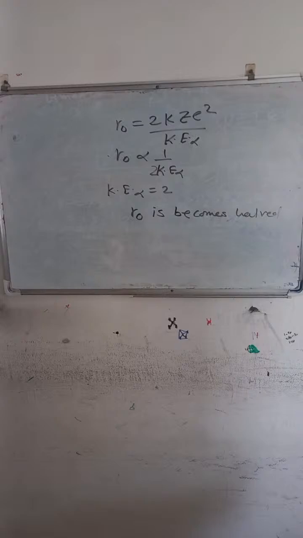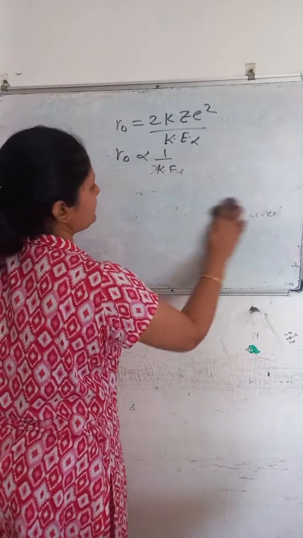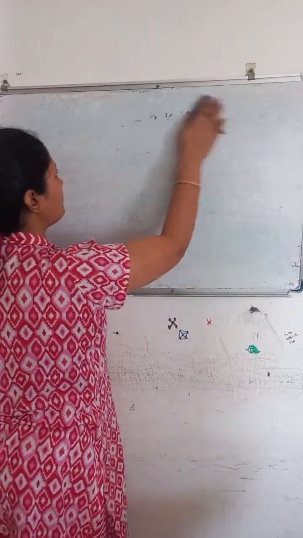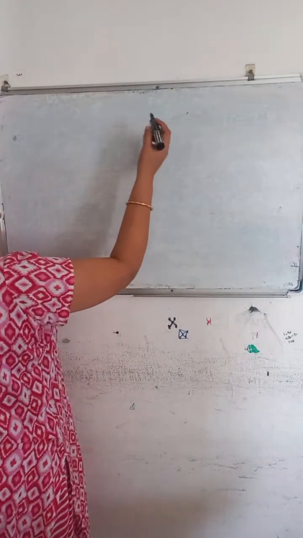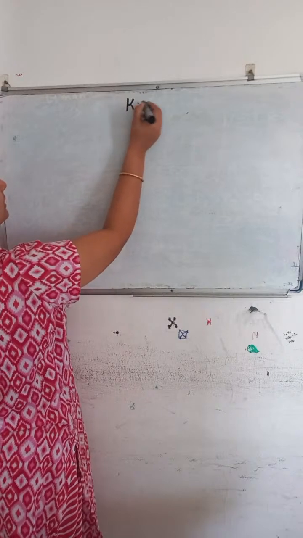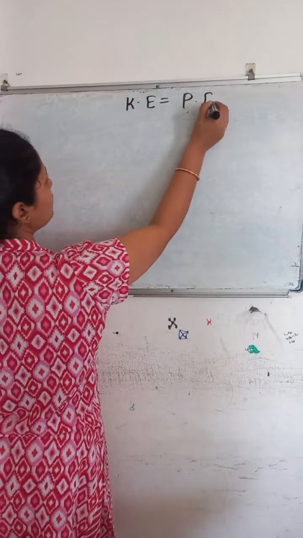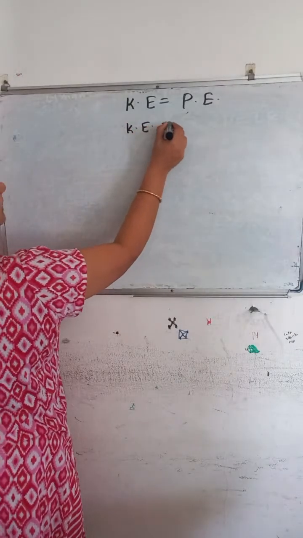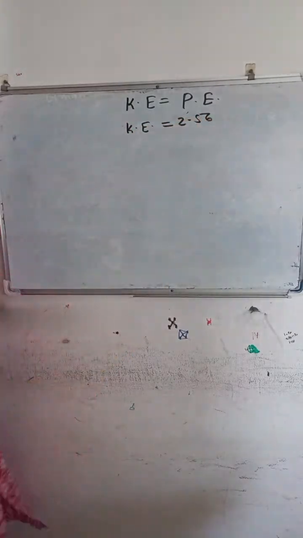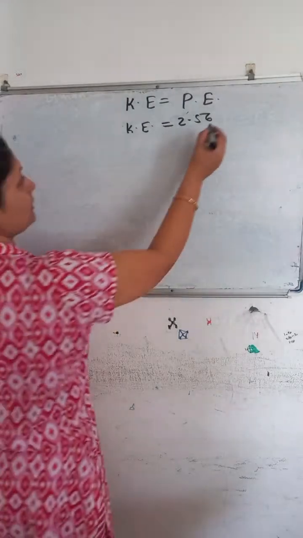Okay. So here we know that we just did the previous question. Whenever the particle achieves the distance of closest approach, the kinetic energy is entirely converted into potential energy. So when they use the words distance of closest approach, we can write that the kinetic energy is totally converted into potential energy. And here in the question the kinetic energy is given as 2.56 into 10 raised to minus 12 joule.